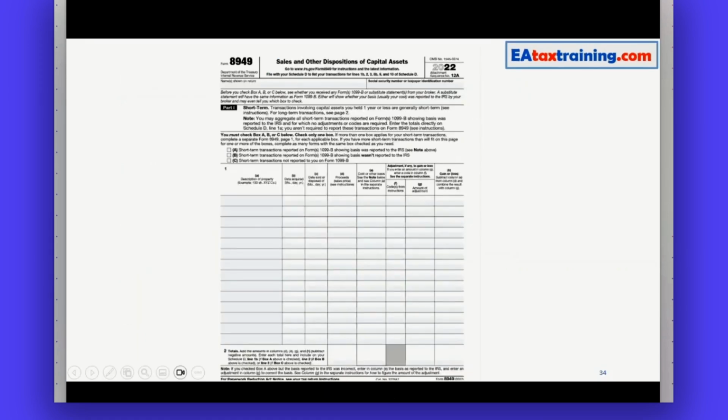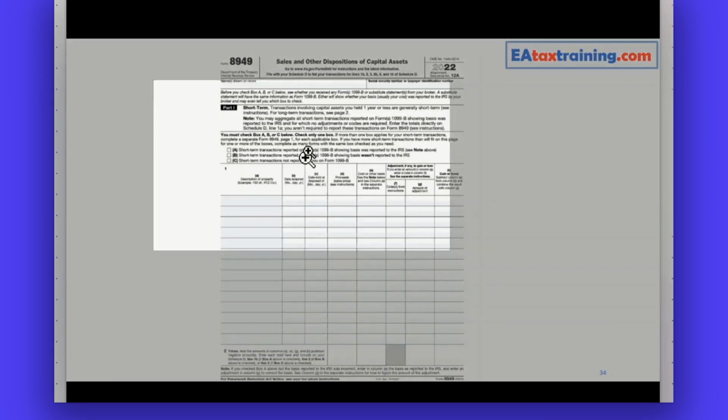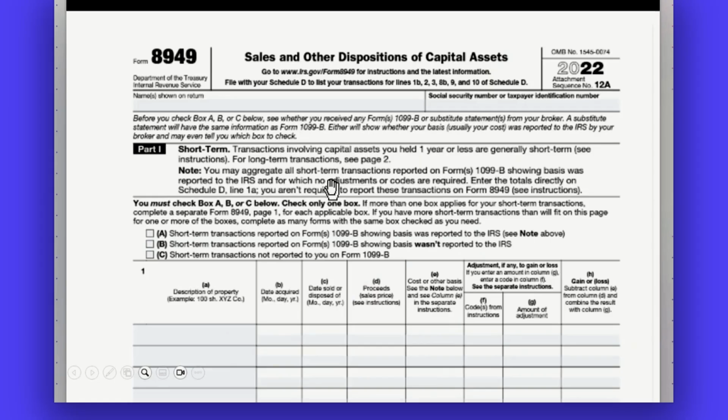So how do these get reported? Where do we report them? Well, this is Form 8949. This is where we're going to put the details of the sales and other dispositions of capital assets. So you've got description of property, the date that it was acquired, the date that it was sold, the amount of the sales price, the amount of the basis.